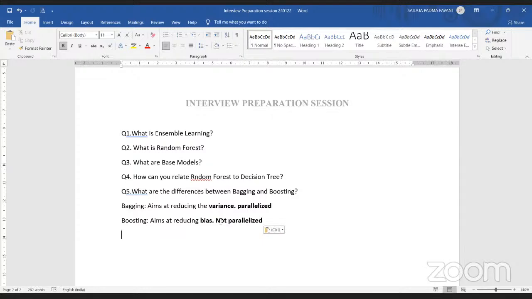Why so? It goes on sequentially. It fits several complex models sequentially. And in case of bagging, what will happen? Different models are fitted. Those models are independent of each other. That's why we are able to do it in parallel, right? And boosting will go sequentially. Are you able to understand, guys?